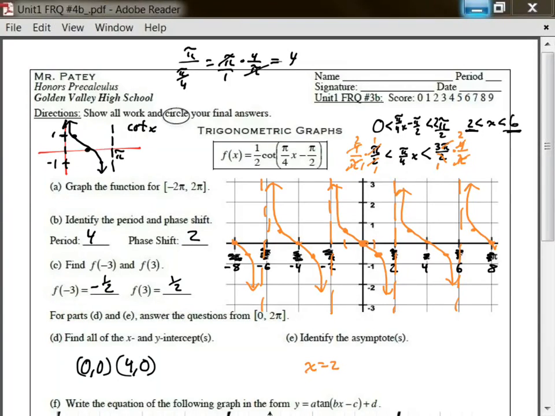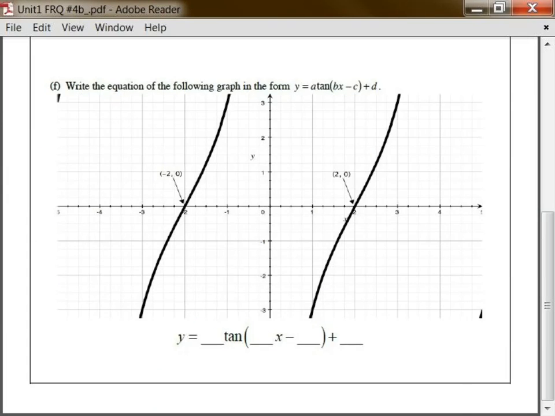Actually, also, I mean, that's right. It was from here to here. We also have x equals 6 as our other asymptote. Okay, so now let's take a look at the bottom part of this problem. Now here we have to come up with our formula down here, our function. We have to find the a, the b, the c, and d. So let's start with the a.